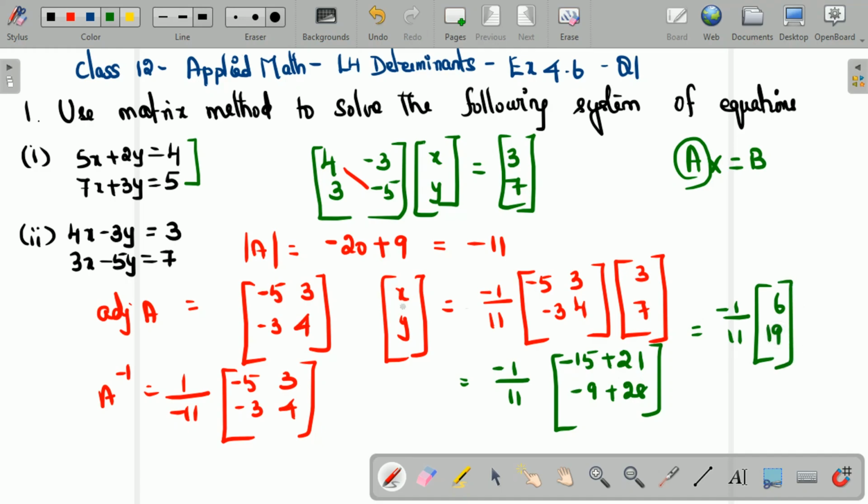So now you can compare the x value and y value. So the x and y matrix will be actually equal to minus 6 by 11, and in this case, it is going to be equal to minus 19 by 11. So these will be the x and y values in matrix form. So the final answer will be x is equal to minus 6 by 11 and y is equal to minus 19 by 11.